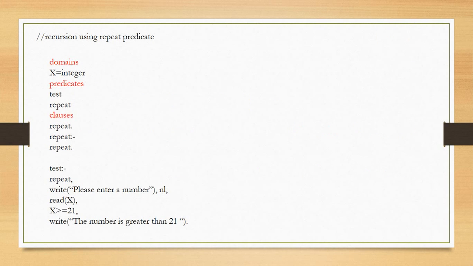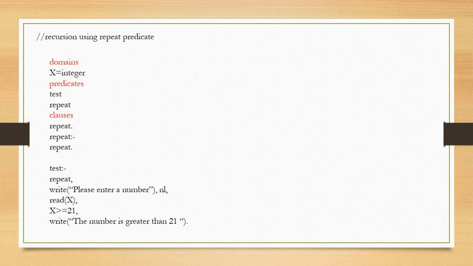So here is my example. In this I have taken x as a variable of integer type. In the predicates, I have used two predicates: one is test and another one is repeat. In the clauses, I am writing the whole syntax of repeat as usual, the same as what I showed in the last slide.